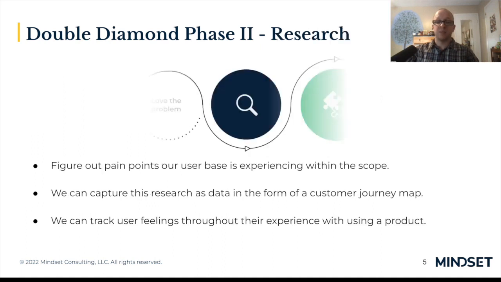Now, on to the double diamond proper. Research. First, we must understand the problem we are trying to solve from the user's perspective. We typically use user interviews to find out the specific problems our user base is experiencing in a defined scope. We often capture this research in the form of a customer journey map that tracks the user's emotions throughout their typical experience using a product.